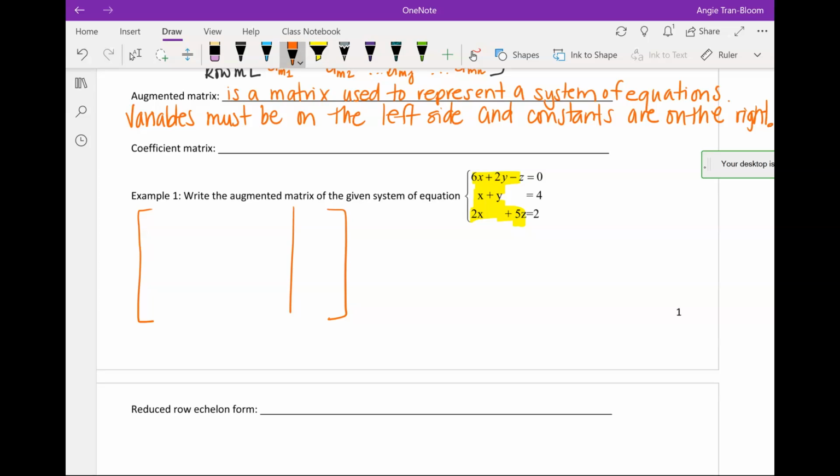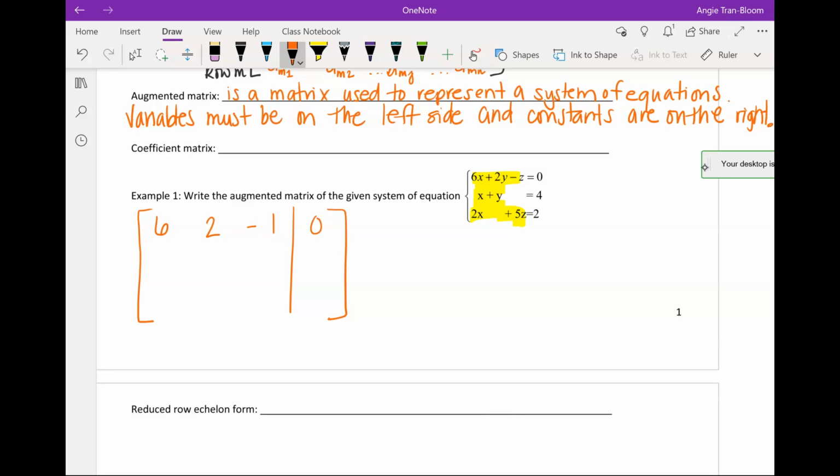So your first entry is 6. Row 1, column 1. Row 1, column 2, the next entry is a 2. The third entry would be a -1. Now the constant for this equation is 0. So 0 is a constant. It stays on the right. All the variables will stay on the left.